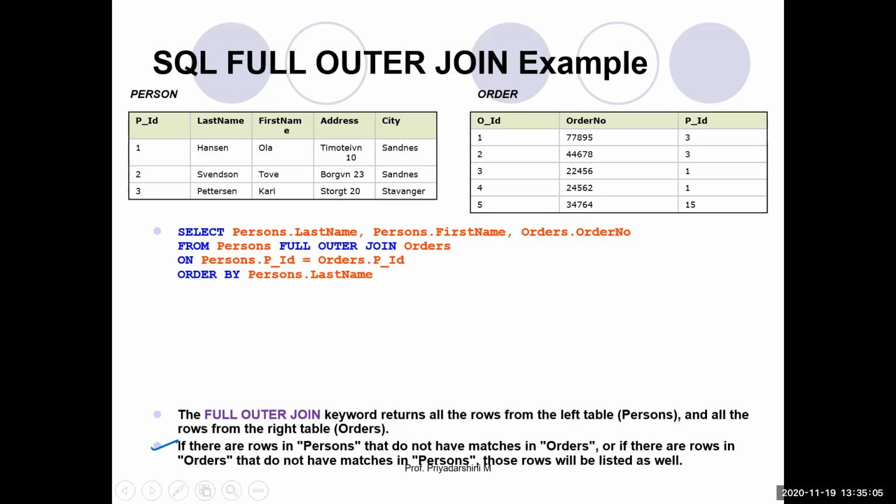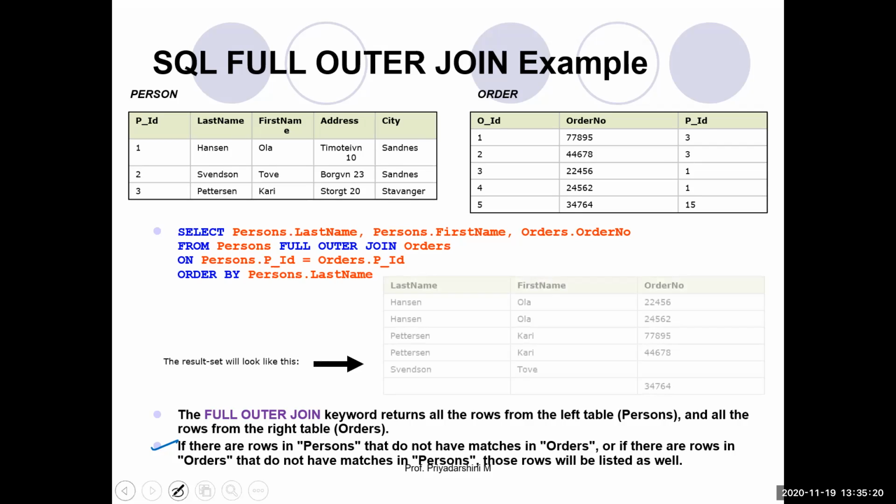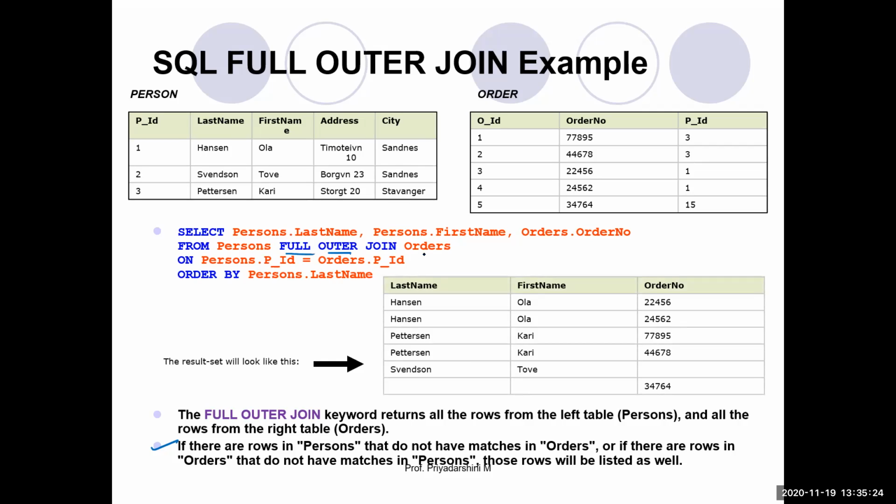If there are rows in Persons that do not have a match in Orders, or if there are rows in Orders that do not have a match in Persons, those rows will be listed as well. So I think you're quite familiar with this example and the query. Let me directly go to the output. You can check here, I've just done a full outer join. So on both sides, which was the unmatching? From this table, this, and from the right side table, the order is this.